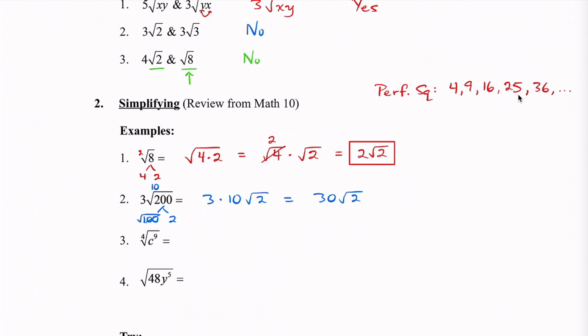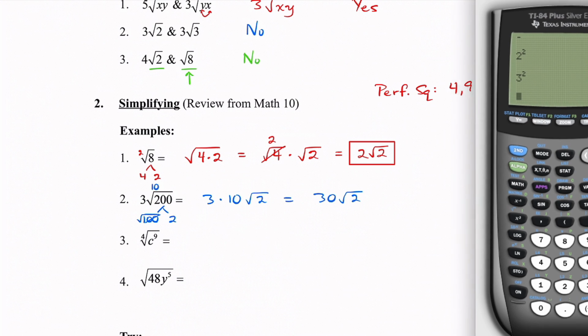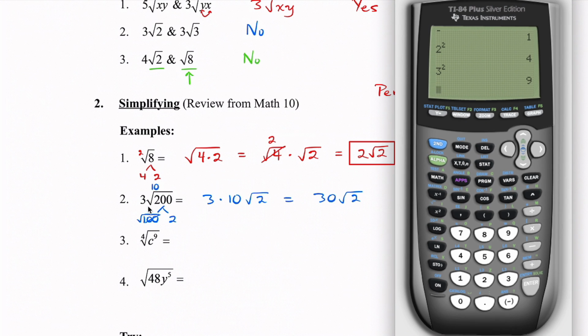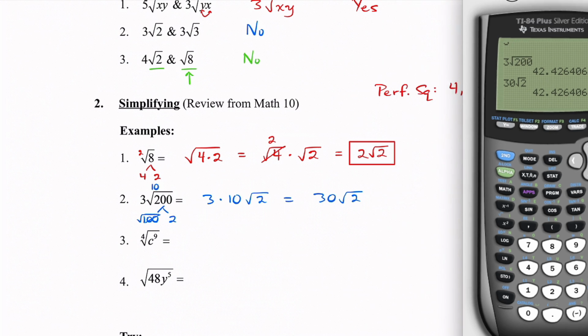Now another good thing about radicals is that you can check all of these with your calculator. So if you had 3 square root of 200, let's see what that gives us. So we get this decimal here. Now I can plug in what I just reduced it to, and I should get the same thing. If I don't get the same thing, that tells me that I didn't simplify it correctly. And I do in fact get the same decimal, so I know these two are equivalent, so I know I got that one correct.